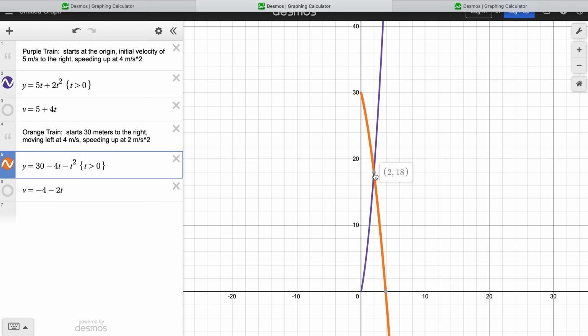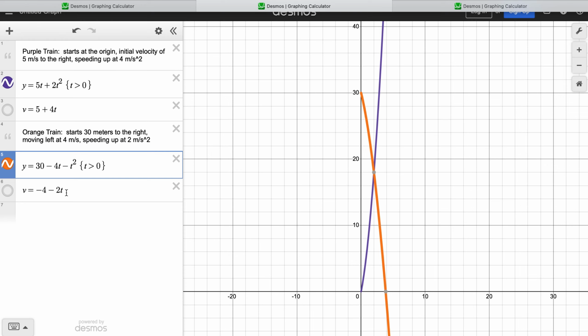After 2 seconds, they're both at a location of 18 meters from the right of the origin. Again, the purple train is starting at the origin. The orange train starts 30 meters to the right. They meet at (2, 18). If you want to know how fast they are moving, you could just plug 2 into here. So the purple train is moving at 13, and the orange train will be moving at -8.